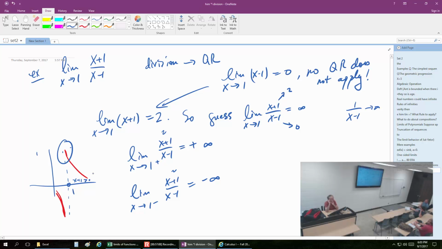That's why the whole thing goes to positive infinity. To the left, x minus 1 is negative, and that's why the whole thing goes to negative infinity. So it's the sign of the function that determines which infinity it is. We know that it is infinity, we just don't know which one.